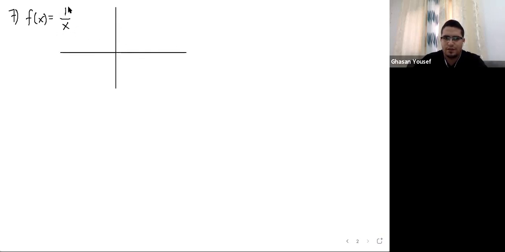Can I plug 0 here? No, I cannot. Can I plug positives? Yes. What about negatives? Yes. So the domain here is all numbers except 0. So I cannot plug 0. So the function should be something like this. It will be close to 0, but it will not touch 0 at all. So the graph will be something like this.